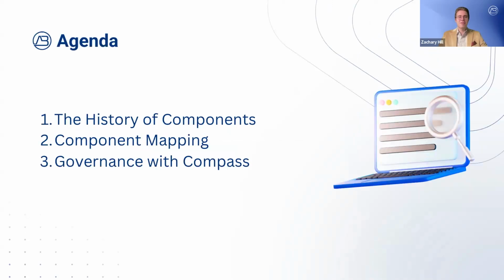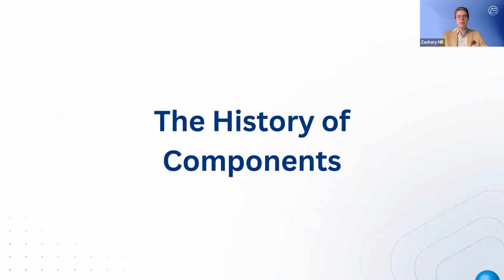So today we'll cover several key topics to help your team get the most out of Compass. We'll start by taking a look at the history of components, exploring their evolution. Next, we'll dive into component mapping, focusing on its importance for managing complex systems. And finally, we'll move into governance with Compass, discussing how scorecards provide a framework for maintaining quality and compliance across components. Now, let's dive into the history of Compass components.